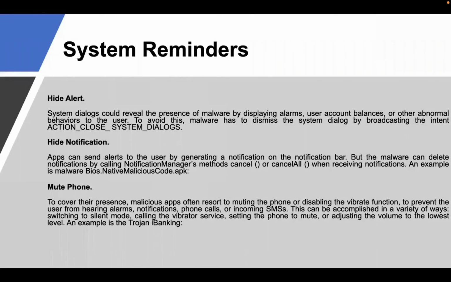Mute phone. To cover their presence, malicious apps often resort to muting the phone or disabling the vibrate function. So the device will not vibrate or ring, so we cannot hear that. This prevents the user from hearing alarms, notifications, phone calls, or incoming messages. This can be accomplished in a variety of ways: switching to silent mode or putting it on vibrate mode, setting the phone to mute, or adjusting the volume to the lowest possible level. An example is Frozen iBanking.